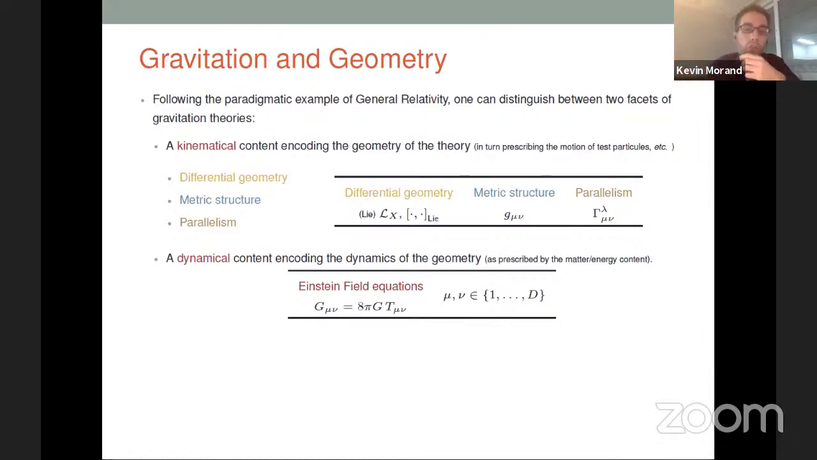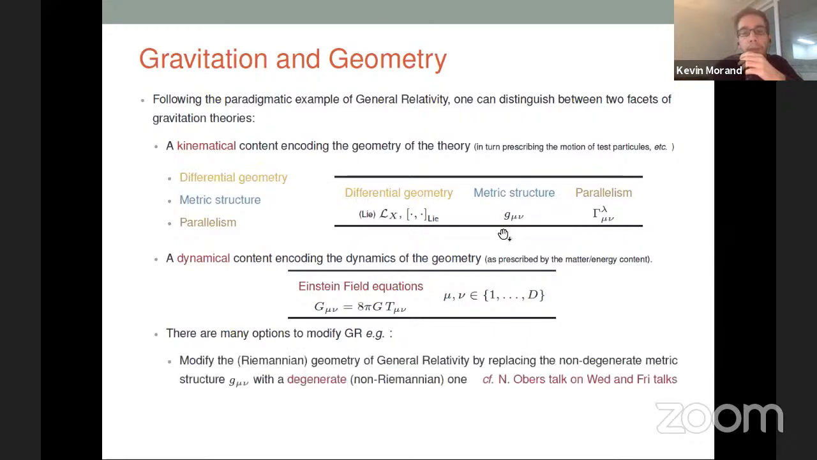If you want to move beyond general relativity, then these different layers provide us a chart of what we can modify. So one most obvious possibility is to modify the dynamics, for example, by changing the left-hand side of the Einstein field equation. Also, we can modify the notion of parallelism by introducing some torsion, like in Einstein-Cartan theory. Or what we'll be interested in here is to modify the metric structure.